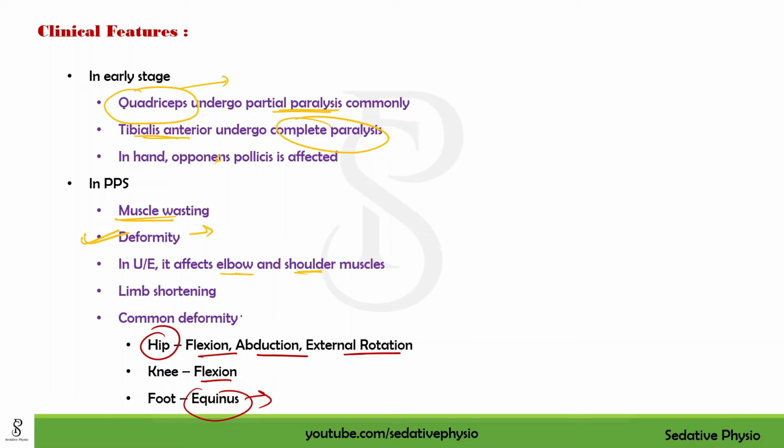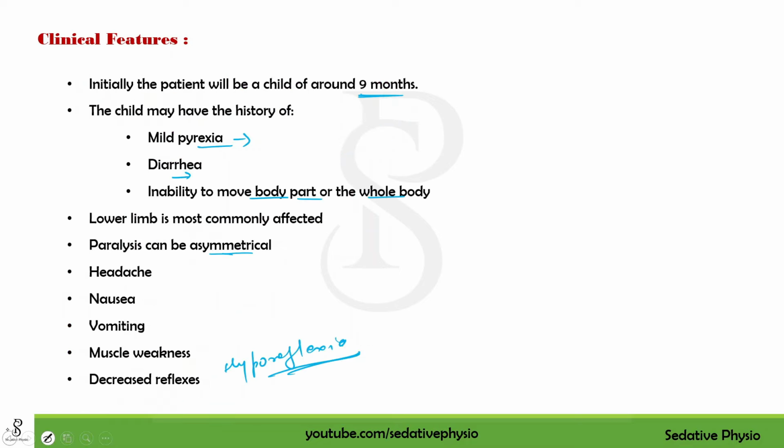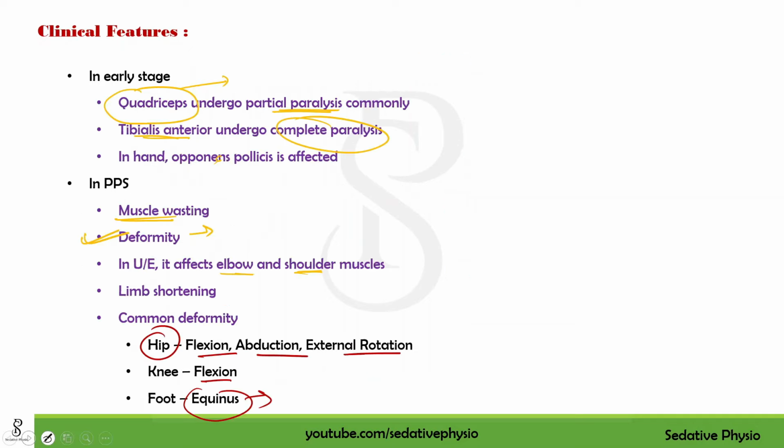Okay, now all these symptoms are along with the common symptoms. So as I have discussed, all these clinical features, symptoms like headache, nausea, vomiting, muscle weakness, decreased reflexes, are the common symptoms. In post-polio syndrome, decreased reflexes and so on are not seen so commonly, but still these are common symptoms. Along with these common symptoms, in the early stage, these three different conditions can be seen, and in the post-polio syndrome, these conditions can be seen.